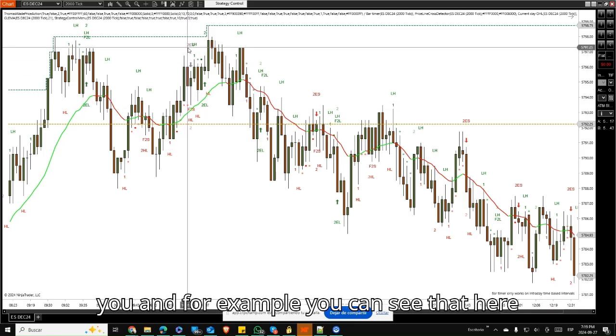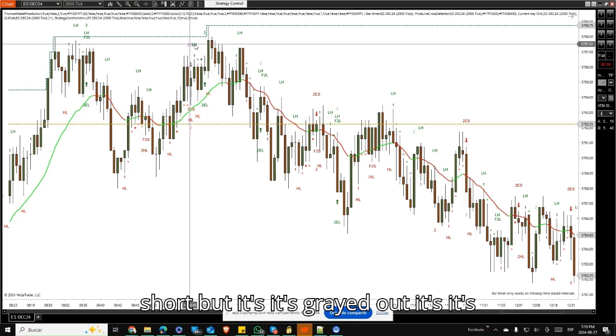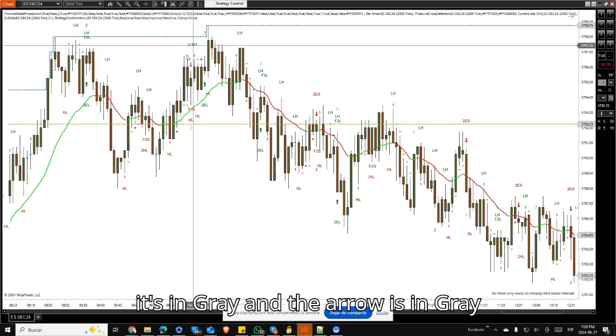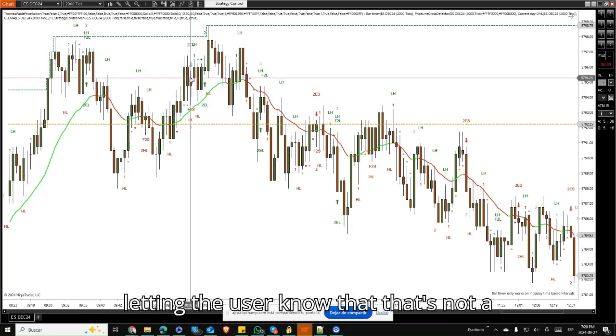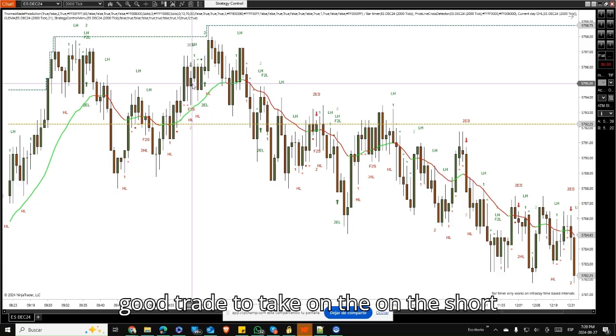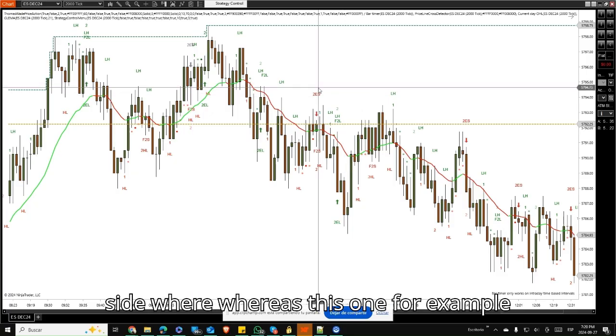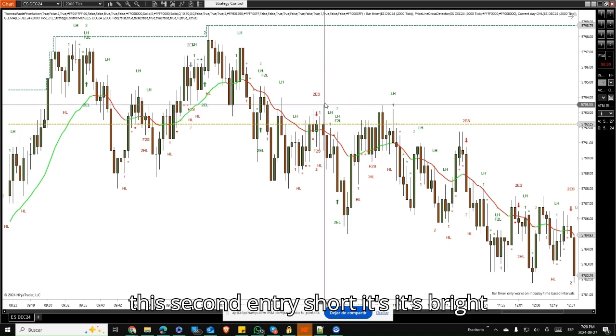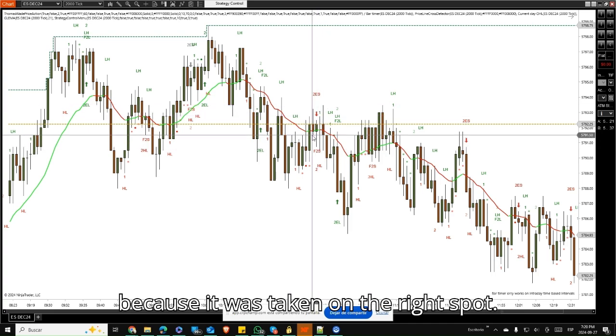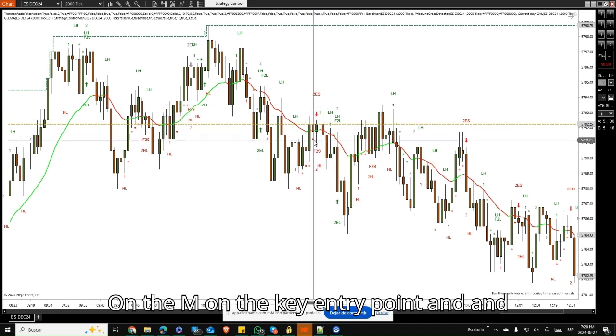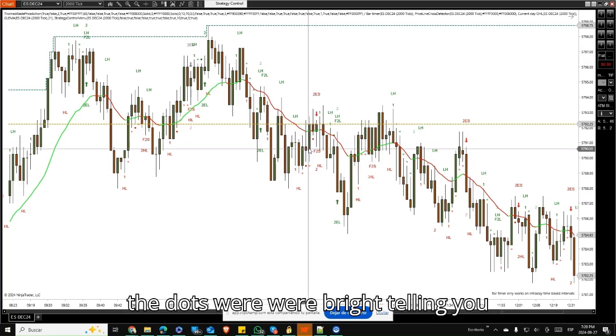And for example, you can see that here it's saying there's a second entry short, but it's grayed out. It's in gray, and the arrow is in gray, letting the user know that that's not a good trade to take on the short side. Whereas this one, for example, this second entry short, is bright because it was taken at the right spot on the EMA, on the key entry point, and the dots were bright, telling you what it is.